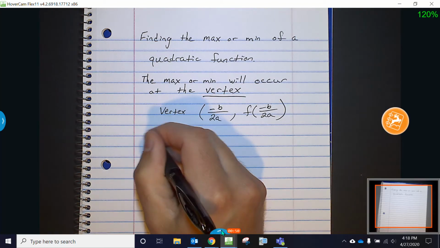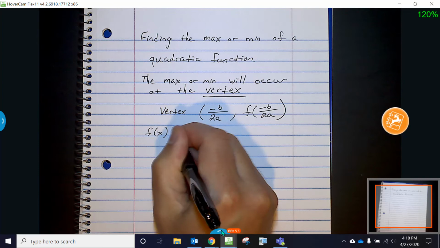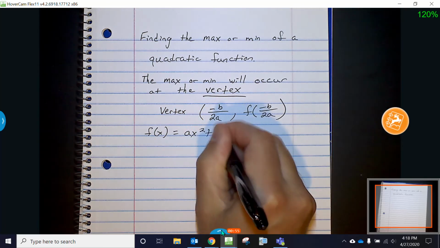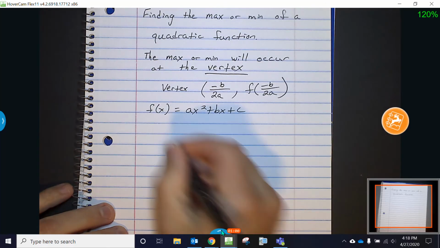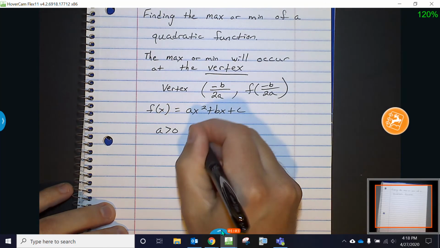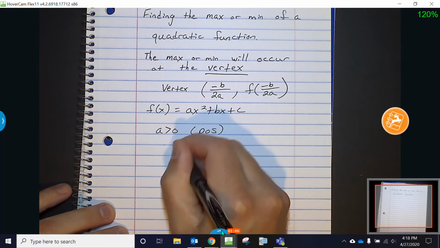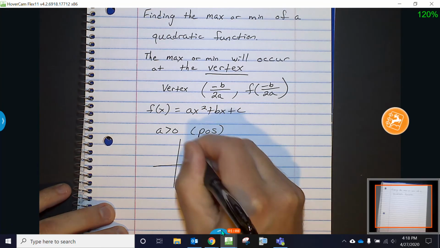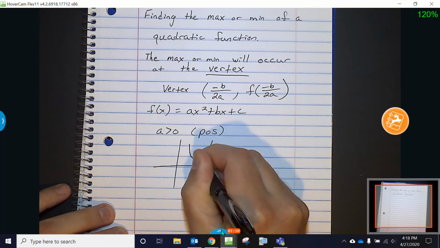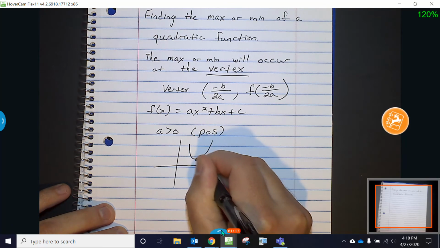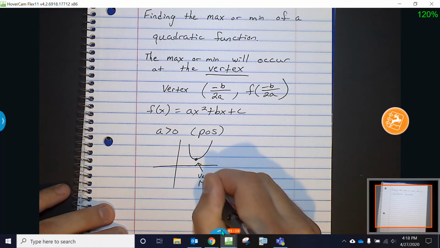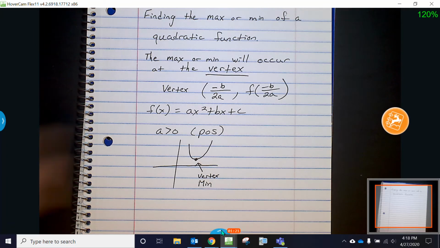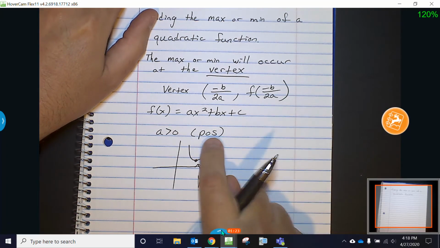Now, we have f of x equals ax squared plus bx plus c. This is a question in ALEX. If a is greater than 0, so positive, that means your parabola opens up. Therefore, your vertex is a min. So if a is positive, the vertex is a min.